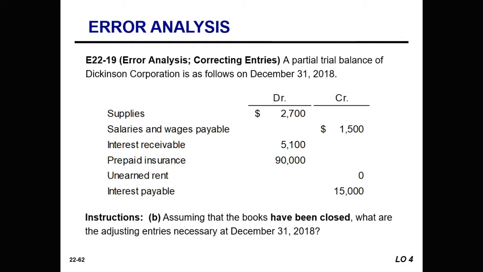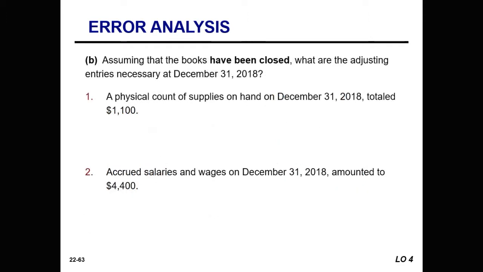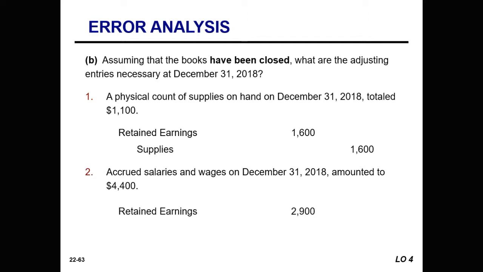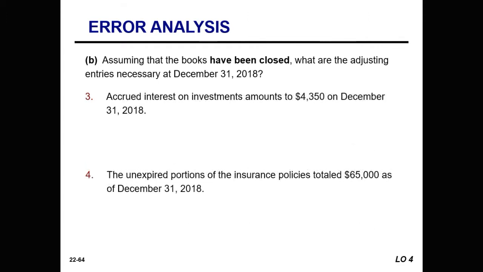Here we have Dixon. Assuming the books have been closed, what are the adjusting entries necessary on December 31st, 2018? There has been supplies used, so we would have to go to retained earnings, $1,600, supplies, $1,600. We would have the $2,900 in accrued salaries. Would need to go to our retained earnings and salaries and wages payable of $2,900.